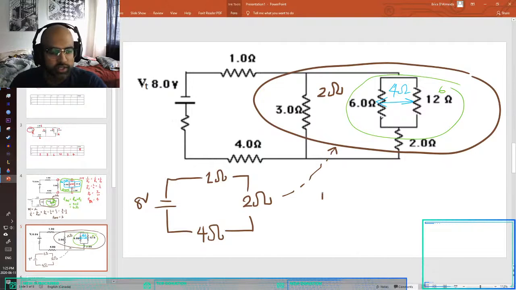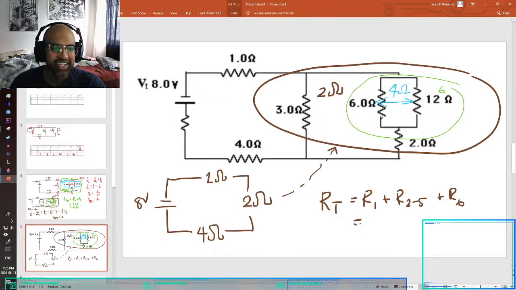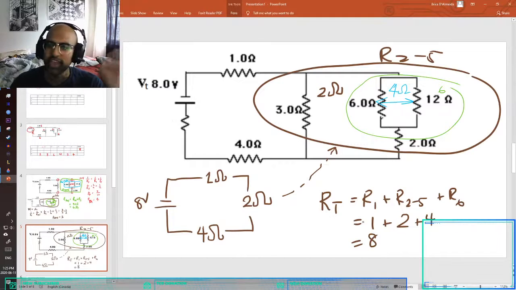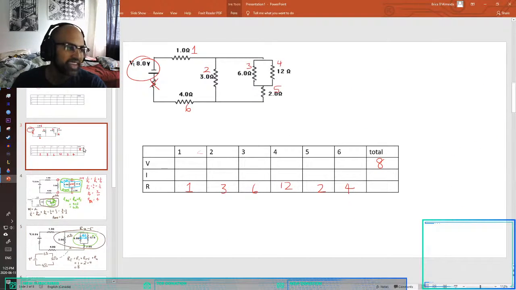So what is the resistance total now? That was equal to resistor 1 plus resistor 2 to 5, and then plus resistor 6. So resistor 1 was just 1. Resistor 2 to 5, we calculated all of that. Resistor 2 to 5 was 2 ohms. And then plus resistor 6 was 4. Oh, isn't that nice? We get 8 ohms. Let's break that back in here. So what did we figure out? The total resistance of this whole circuit was 8 ohms.